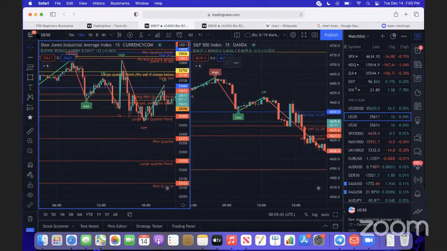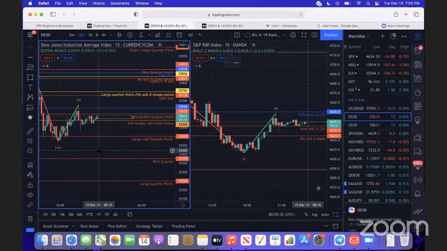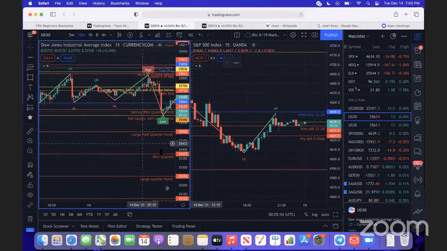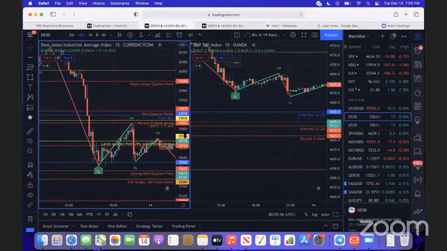So if you don't have enough money to trade 30, what I did to get my accounts up is I ran straight SPX, 0.01, 0.02, 0.03. Anytime Kim called out a trade for US 30, I went to SPX. Most of the time it's the same.